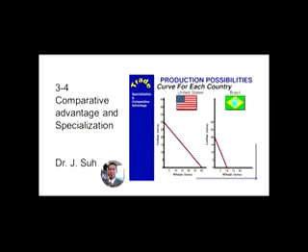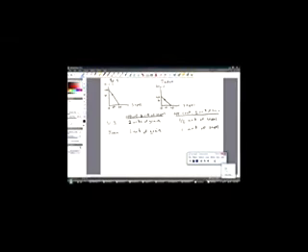Hello. In this video we're going to review the basics of trade, talking about issues such as comparative advantage, specialization, and we're going to start this example by assuming we have two countries, the United States and Japan. Each country can produce two goods, grain and steel. The United States' production possibilities frontier is given up here in the top left.